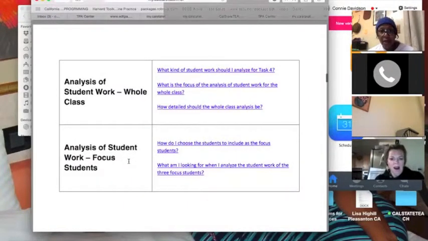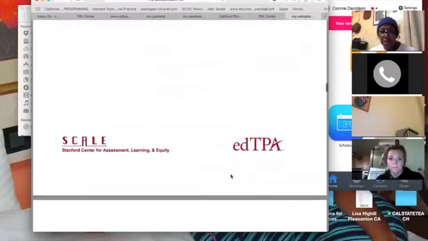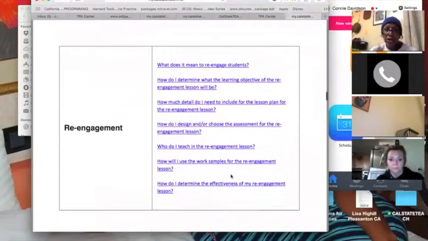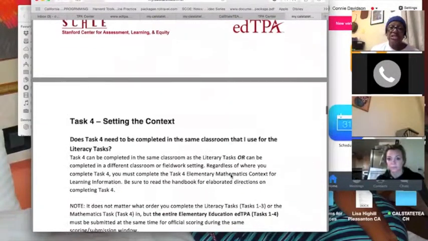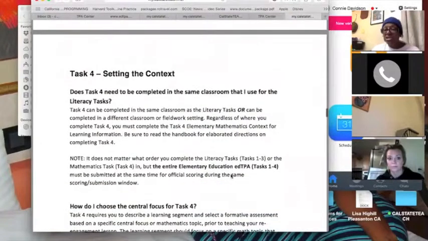Okay. How do I choose the students? What am I looking for? This is very thorough. It'll tell you what to do. They call it re-engagement. They say, okay, how am I going to re-engage the students so that they get it? So use that language, whatever language they use. But this is good. I remember reading through, and it really does tell you how to go about doing it. Once you finish the literacy one, this will be a piece of cake.